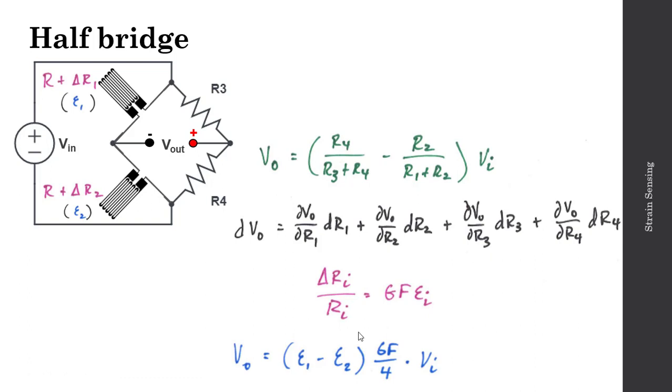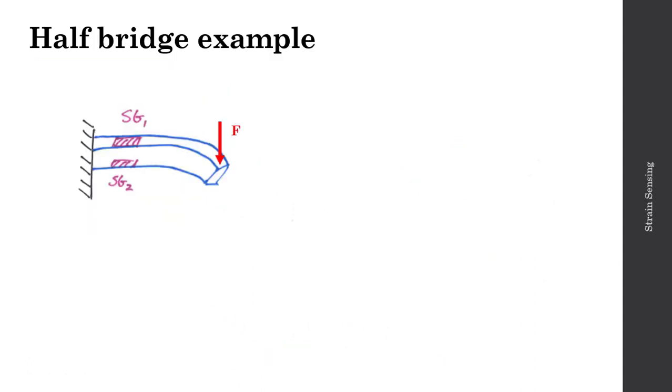So one of the benefits here of the half bridge compared to the quarter bridge is that this description is now completely linear. So looking at the difference between these two strain gauges will define the output voltage. Let's look at a quick example of a half bridge circuit. In this case, I have a cantilever beam, and I have one of my strain gauges on top of the beam, and the other strain gauge is on the bottom of the beam, underneath.